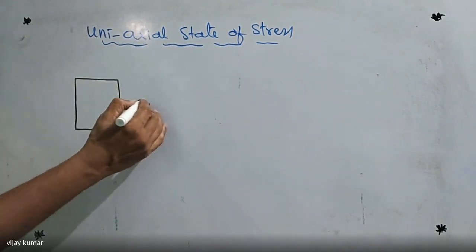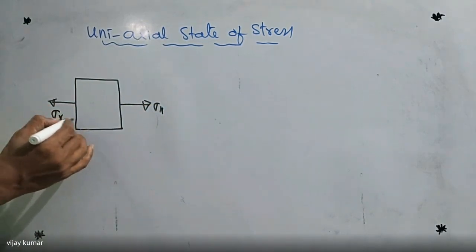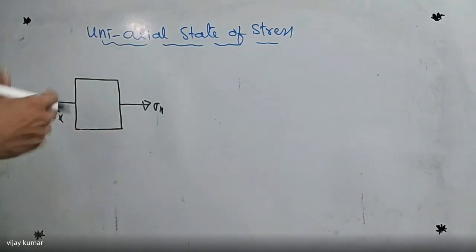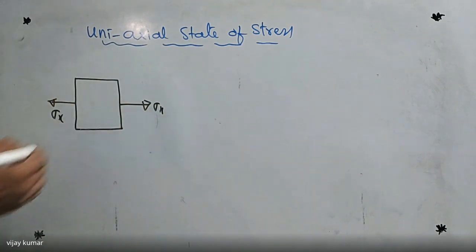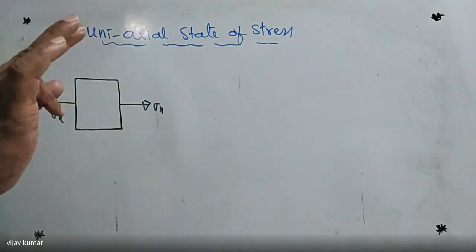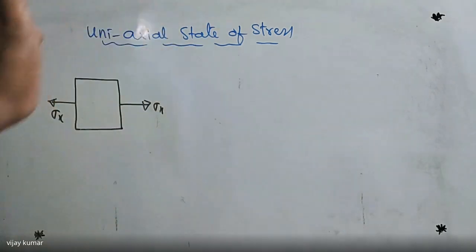So this is sigma x. This is either positive or negative, but here I am taking positive. You can take negative also, no problem. So that I can draw the Mohr circle diagram, to find the first one: how to draw the Mohr circle? Second, what is the radius of the circle? Third, what are the coordinates of the circle? Did you get my point or not?